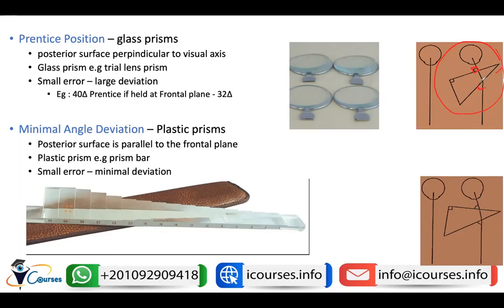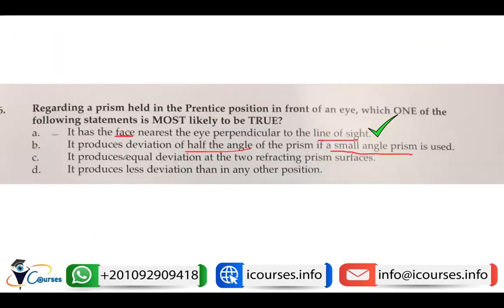So when you flip the prism to the other side, again, the side facing the eye will be 90 degrees and the other side will be different. That's what makes this answer wrong. It doesn't produce equal deviations at the two refracting prism surfaces. This can happen in the position of angle of minimum deviation.